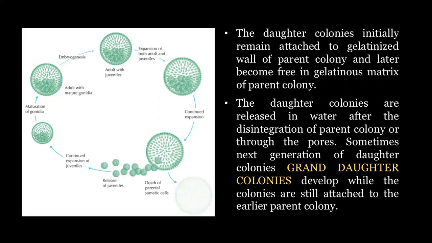The daughter colonies first stay attached to the wall of the parent colony, and as I said earlier, later they will become free in a gelatinous matrix, and then fall into the hollow of the mother cell. In some cases, even before the daughter colonies are released from the mother colony, those daughter colonies can again undergo reproduction to produce granddaughter colonies. So in some cases, you will see mother colony, daughter colony, as well as granddaughter colony all together in a single parent colony.